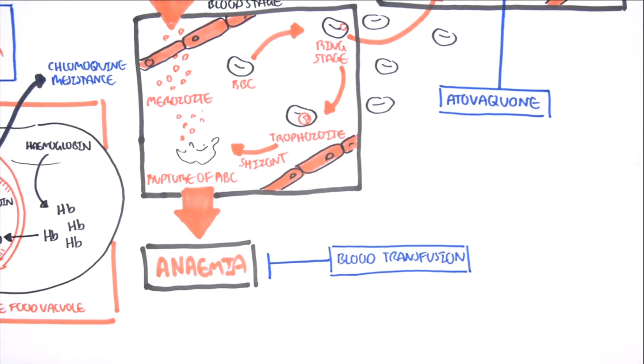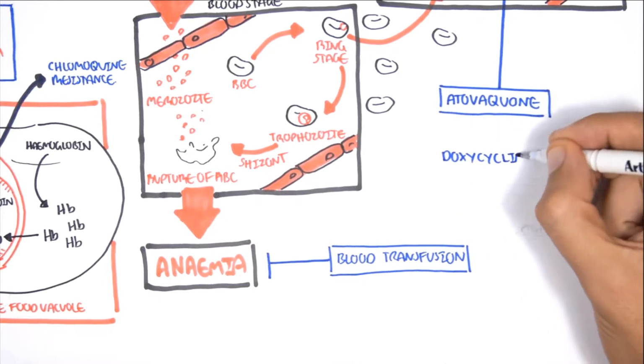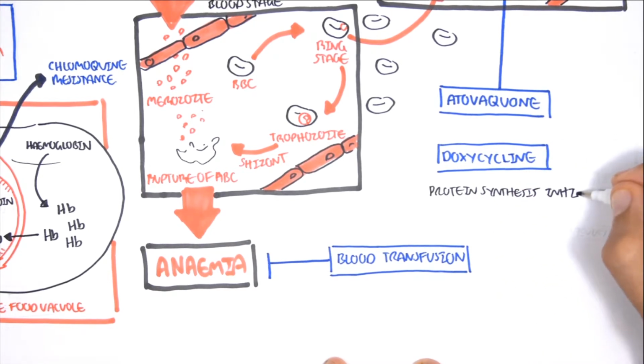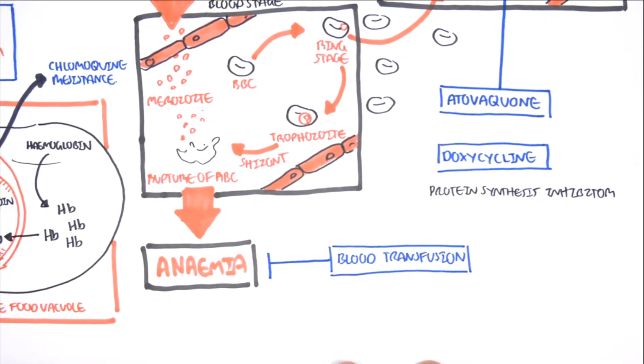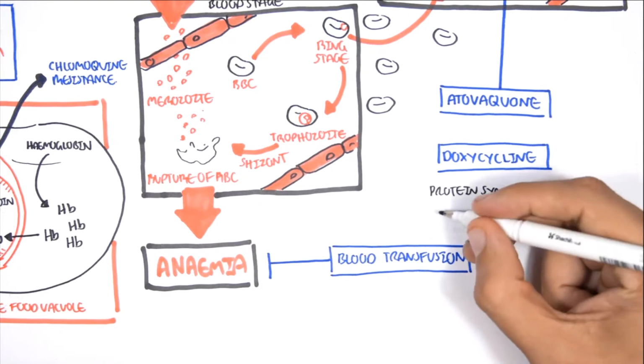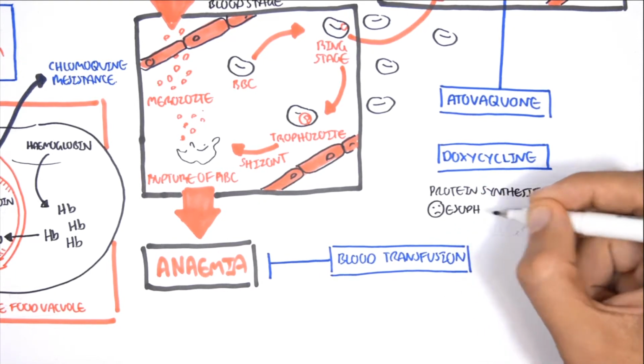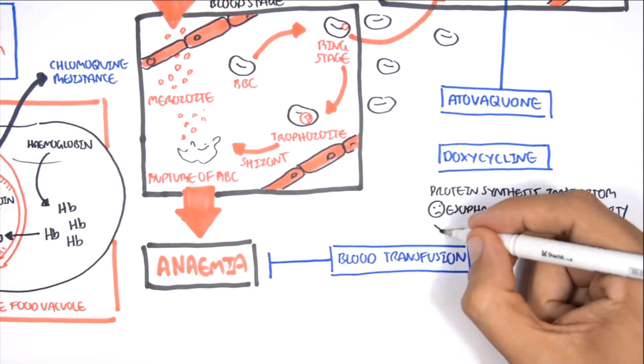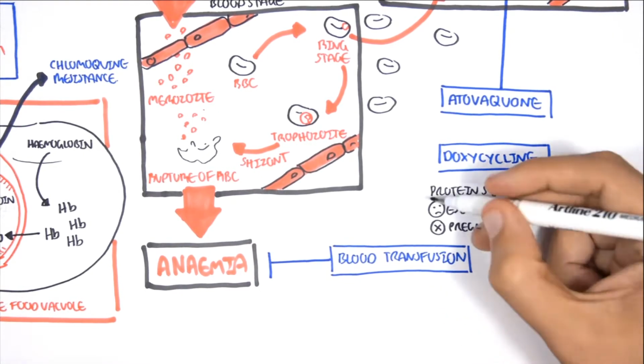Doxycycline is another antimalarial drug which you might remember as being an antibiotic. Doxycycline is essentially a protein synthesis inhibitor. Tetracycline, another antibiotic and protein synthesis inhibitor, is also used for antimalarial treatment and prophylaxis. Its side effects include esophagitis and photosensitivity, and they are contraindicated in pregnancy.